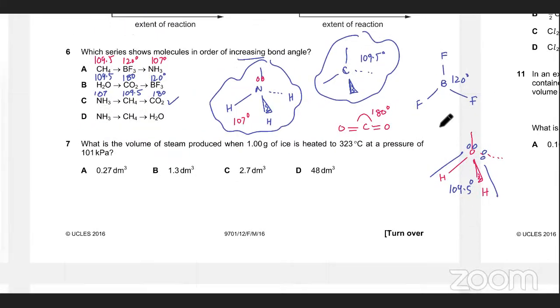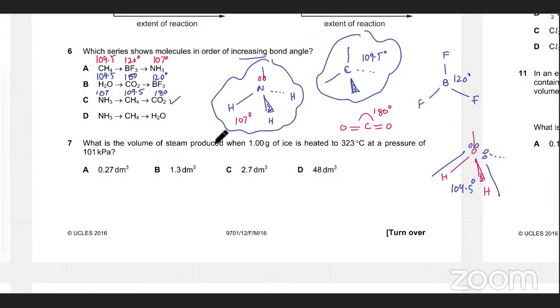Next, what is the volume of steam produced when 1 gram of ice is heated to 323 at a pressure of... Now, this is a PV = nRT question. By just looking at it, because you have to calculate volume, that's the only equation that you know for calculating volume under non-ideal conditions. Now, in this case, you have to be very careful. The pressure has to be in pascals.